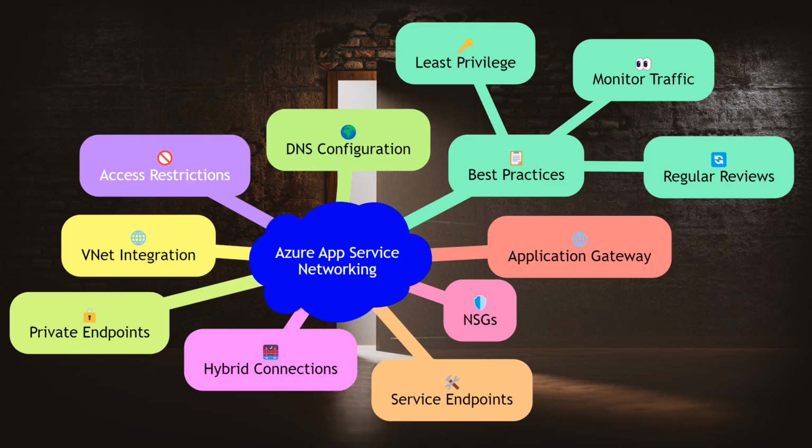In this presentation, we have explored various networking settings for Azure App Service, including VNet integration, private endpoints, access restrictions, hybrid connections, NSGs, application gateway, service endpoints, and DNS configuration. Properly configuring these settings is essential for ensuring the security, performance, and reliability of your application. Best practices include following the principle of least privilege, regularly reviewing and updating your network settings, and monitoring network traffic for any anomalies. By adhering to these best practices, you can maintain a secure and efficient networking environment for your app service.